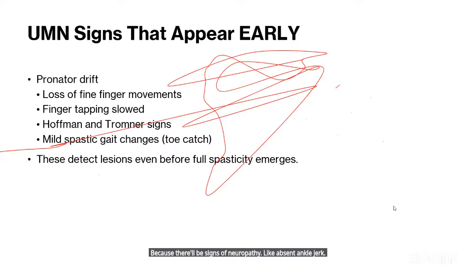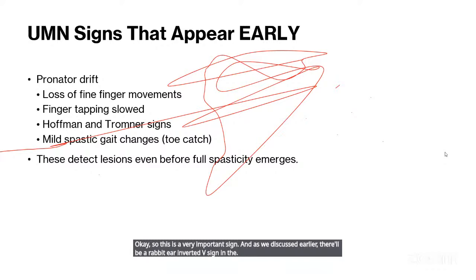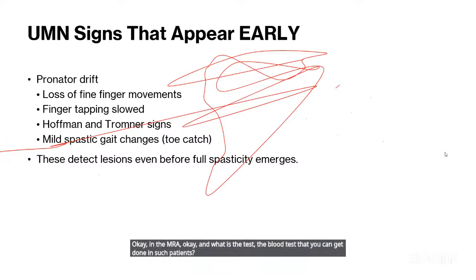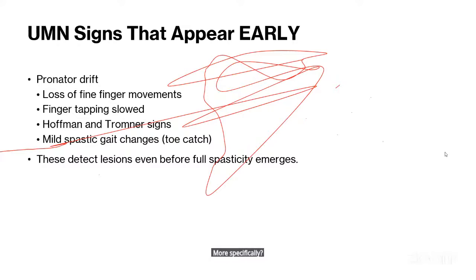There'll be a loss of peripheral sensation like loss of joint position sense and so on. But your knee jerk will be brisk and you'll get an extensor plantar. Okay, so this is a very important sign. And as we discussed earlier, there'll be a rabbit ear inverted V sign in the MRI. And what is the blood test that you can get done in such patients, more specifically? Vitamin B12, copper. For this SSCD, which is vitamin B12 deficiency induced, what is the most sensitive and specific test for this? Methylmalonic acid and homocysteine.